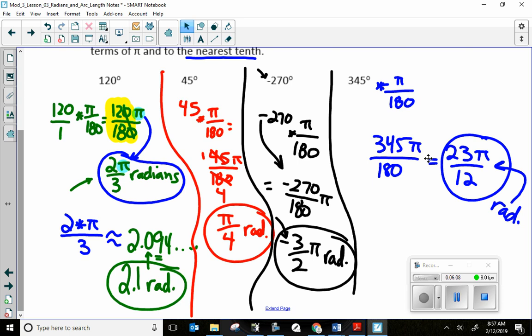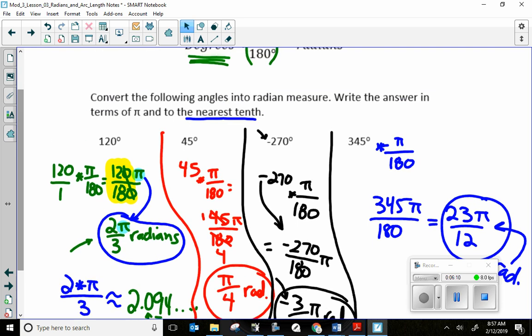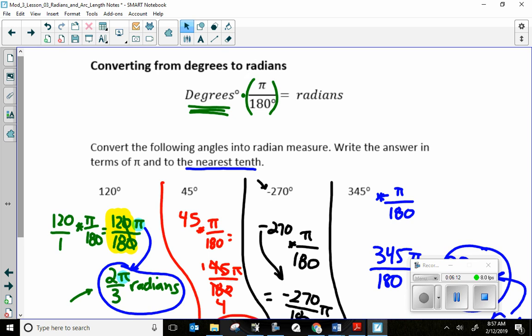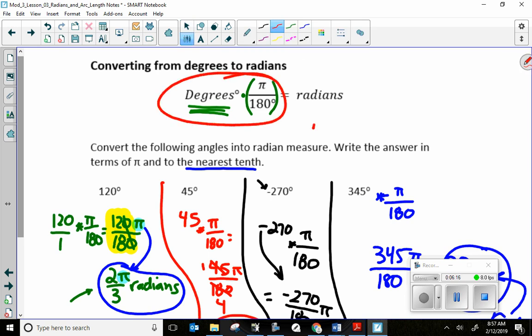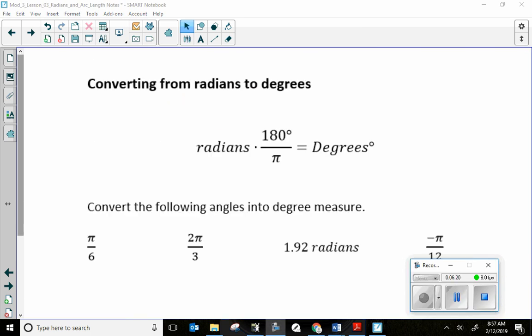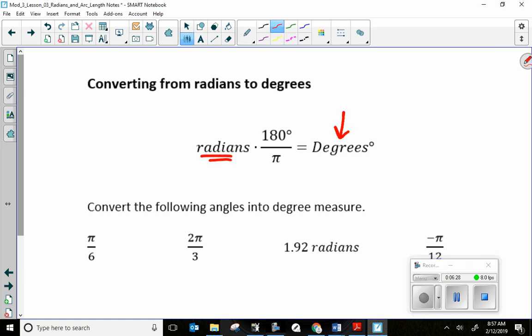How do we get degrees to radians? I take my degrees and I multiply them by pi over 180, and that will give you radians. Now, let's go the other way. Let's say I have radians, but I want degrees. Well, I take my radians and I multiply by 180 over pi. I literally flip that.